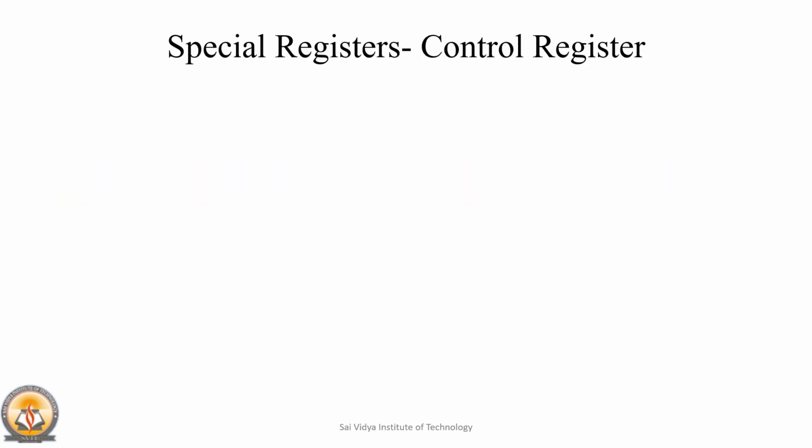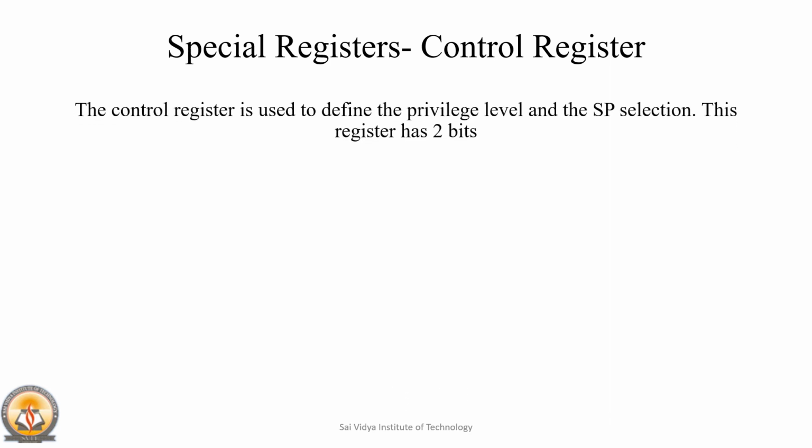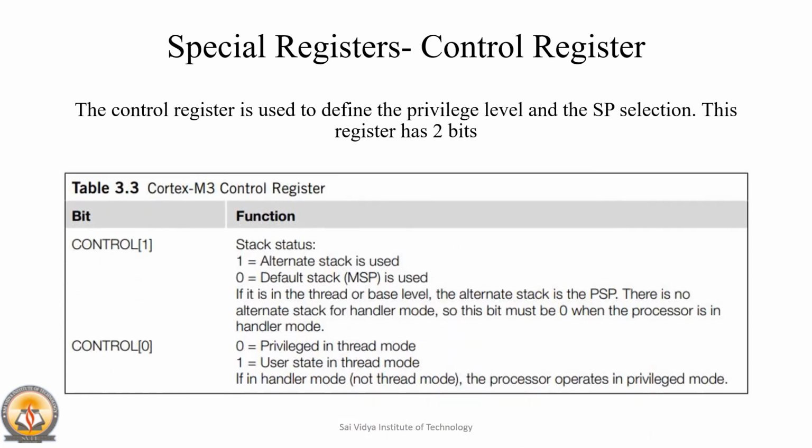So the last special register available in Cortex-M3 is the control register. The control register is used to define the privilege level and the stack pointer selection. This register has two bits, namely the CONTROL[0] and the CONTROL[1] bit, as you can see in the table. So the CONTROL[1] bit in M3 is always set to 0 in the handler mode. In thread mode and base level, it can either be 0 or 1. This bit is writable only when the core is in the thread mode and privileged access level. In the user mode, writing is not allowed.